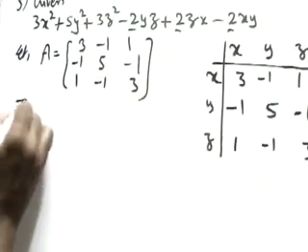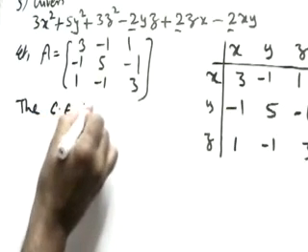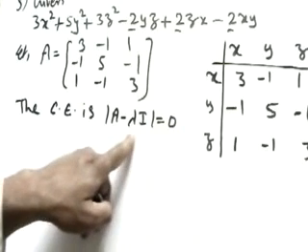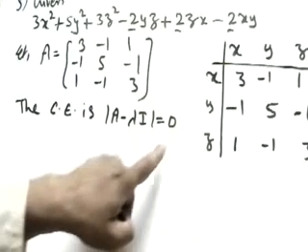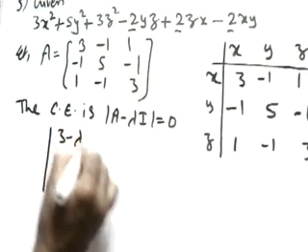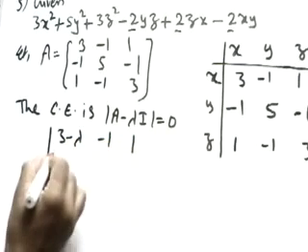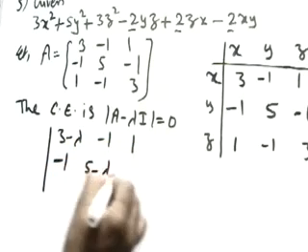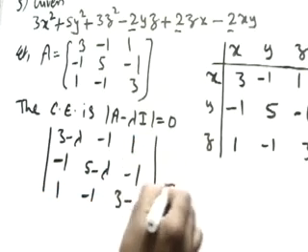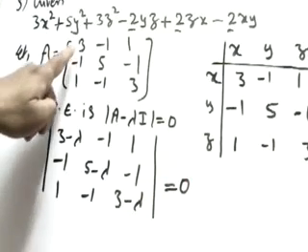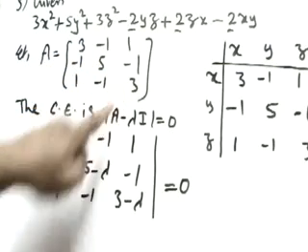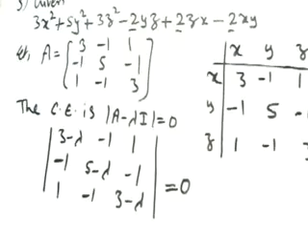Now step 2, we have to find the eigenvalues. For that we write the characteristic equation. What is the formula? Mod of A minus lambda I equals 0. We already know how to change this. So let me write it: 3 minus lambda, minus 1, 1; minus 1, 5 minus lambda, minus 1; 1, minus 1, 3 minus lambda equals 0. What we did with the diagonal elements is apply minus lambda: 3 minus lambda, 5 minus lambda, 3 minus lambda, the remaining as they are.